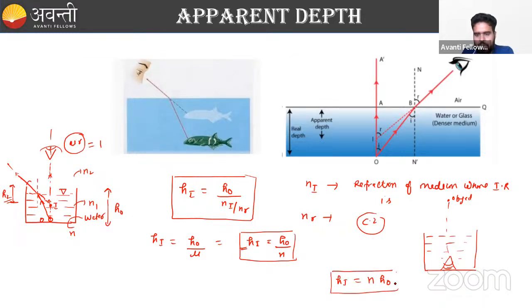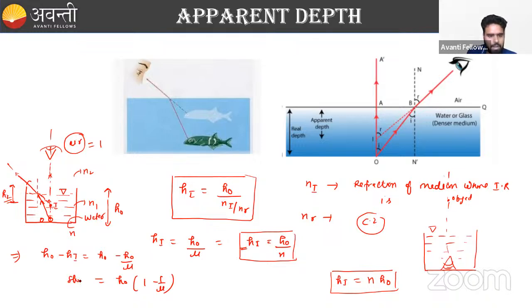If we draw the ray diagram, we observe that the image distance from the free surface is greater than the object distance. So if we find out the shift involved here, shift means the distance between the height of object and the height of image. This value is nothing but h naught minus h naught upon mu, which we can write as h naught into (1 minus 1 by mu). So this is the value of the shift.